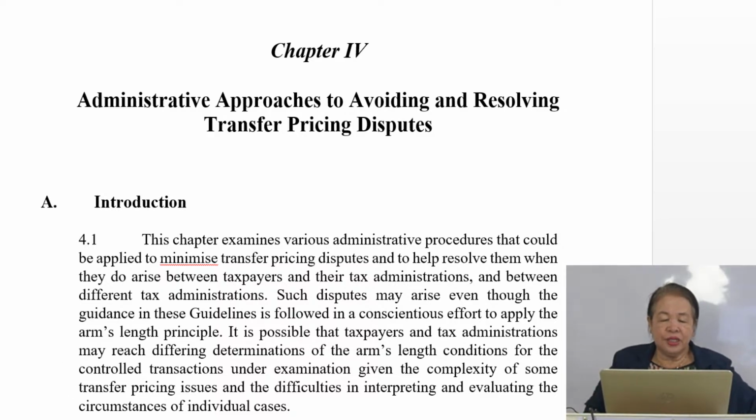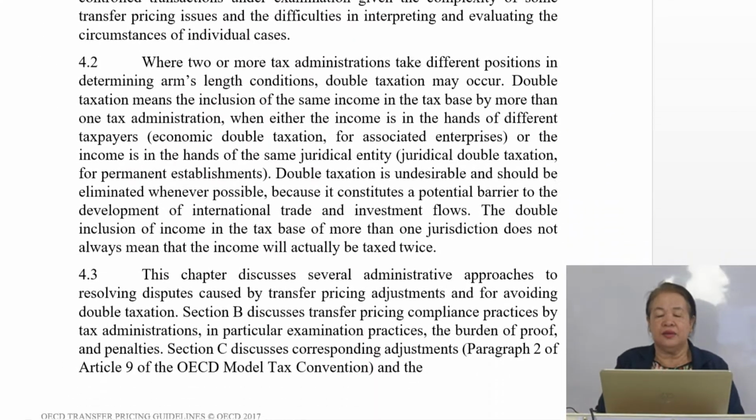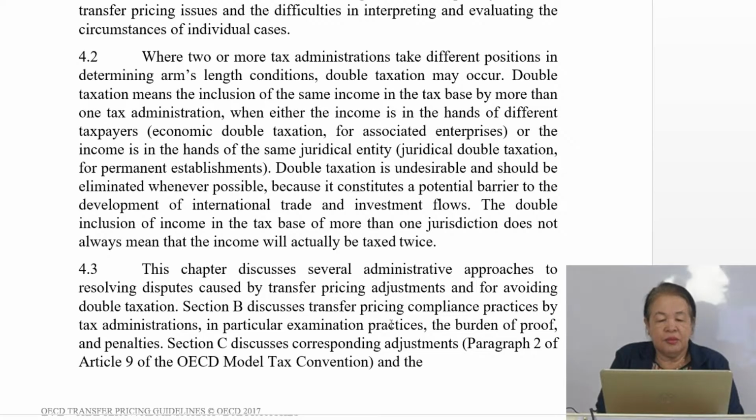Where two or more tax administrations take different positions in determining arm's length conditions, double taxation may occur. When there are different positions, there is double taxation. Why?